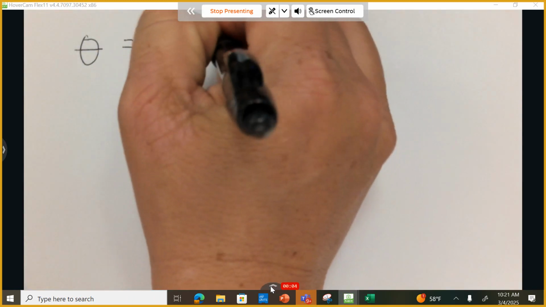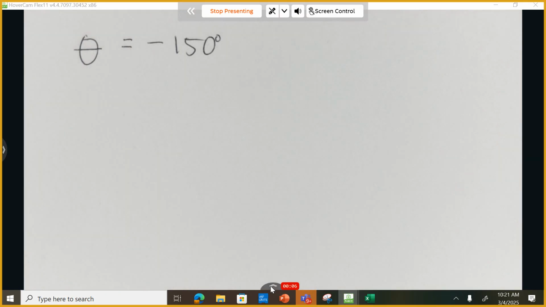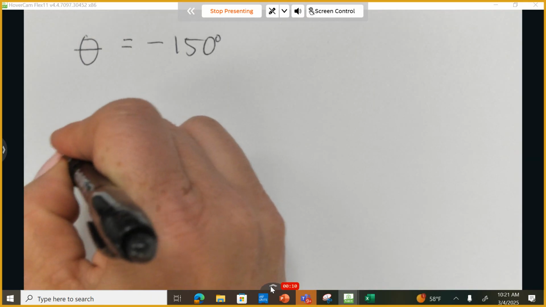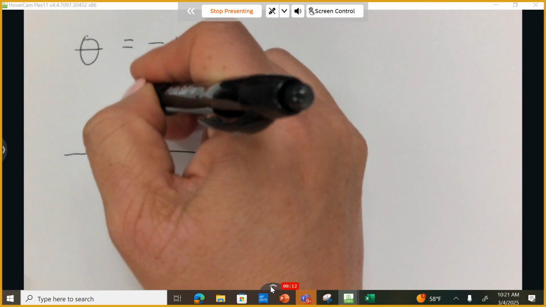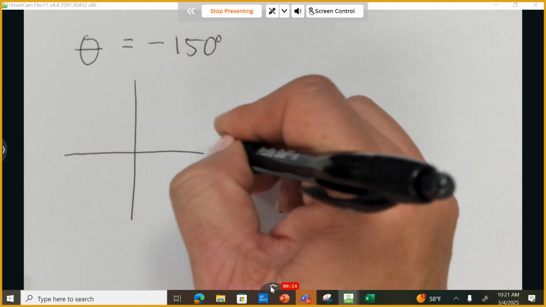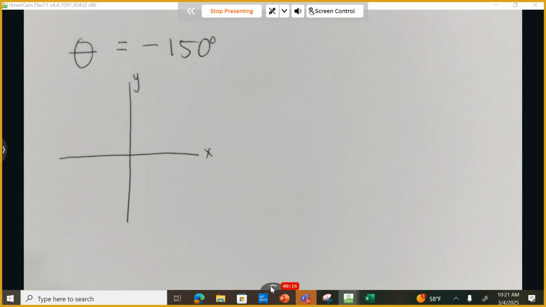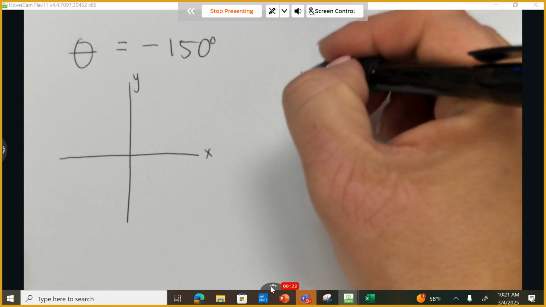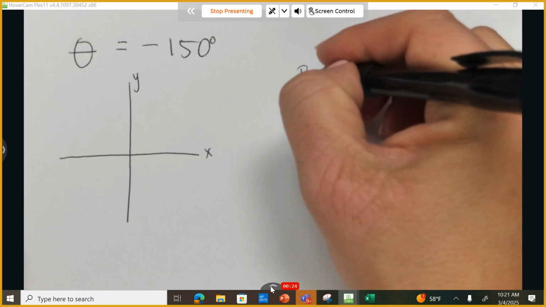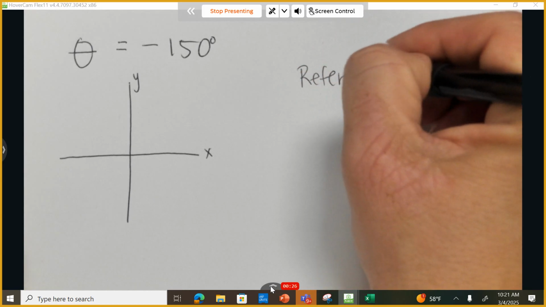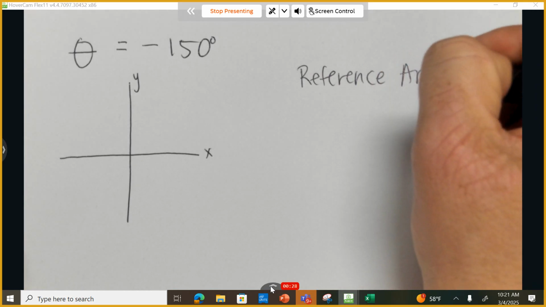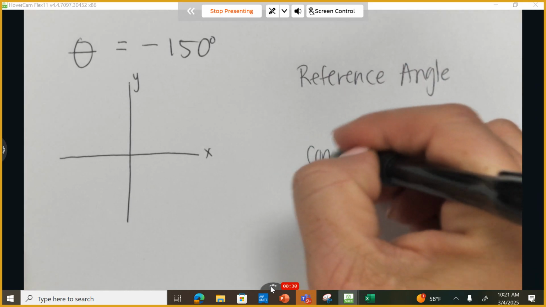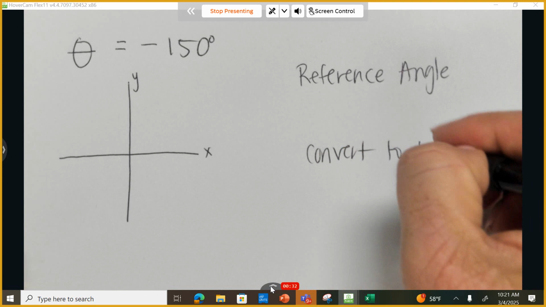Negative 150. Our goal today is to get through 6 problems. You are going to be provided with an XY axis, and the first thing you have to do is graph it correctly. Then you're going to be asked a series of questions. One is, what is that reference angle? The next is to convert it into radians.